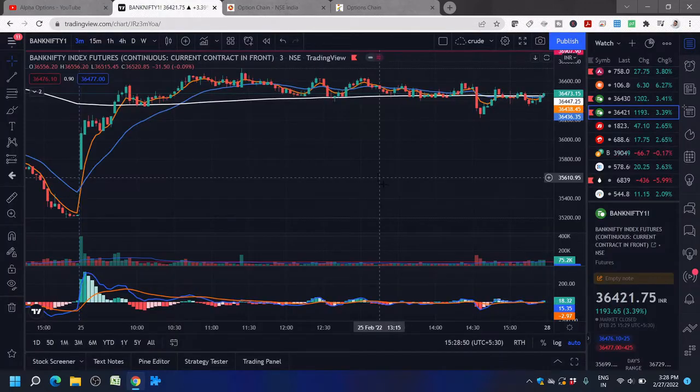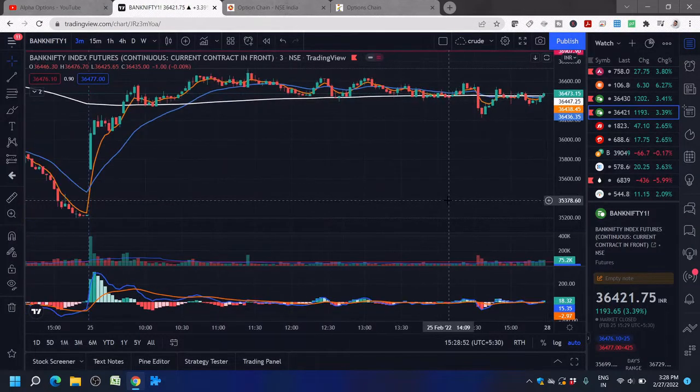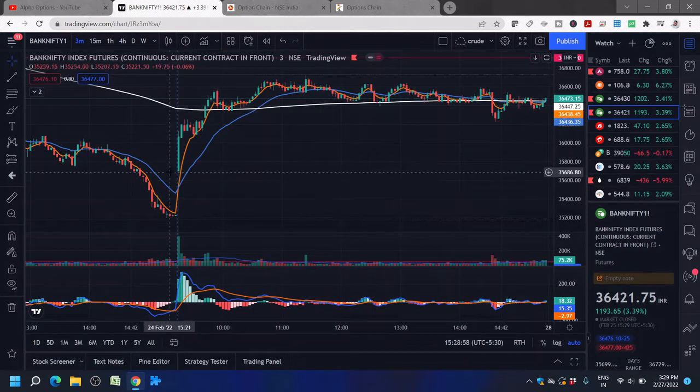So I'm on a Bank Nifty chart. As you can see, the market was quite flat on Friday. The first candle opened, gapped up from the previous day's close, and then from there it started to take the support on the 5-minute moving average, and then it went up and took a dip into the 200 period moving average, and from there it started to go sideways for the entire day.